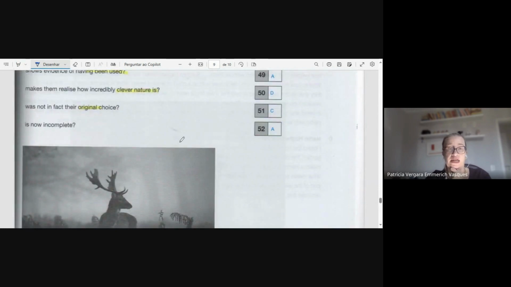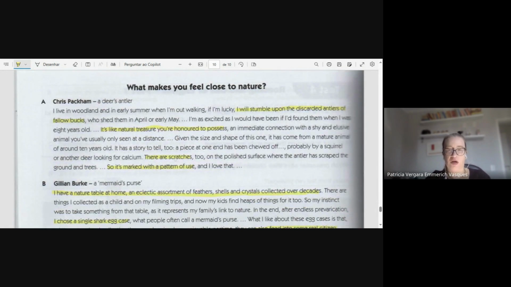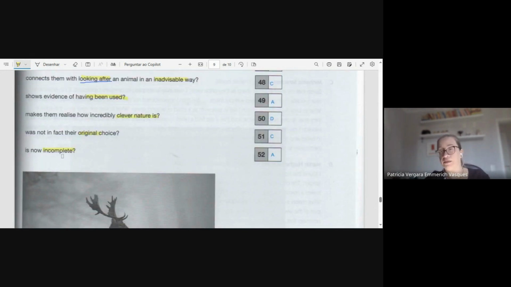And the last one is now incomplete. So 52 is A, and it's here. Given the size and the shape of this one, it has come from a mature animal of around 10 years old. It has a story to tell too. A piece at one end has been chewed off, probably by a squirrel or another deer looking for calcium. So the piece is not complete because it has been chewed off. Okay, so that's why they say it's incomplete.